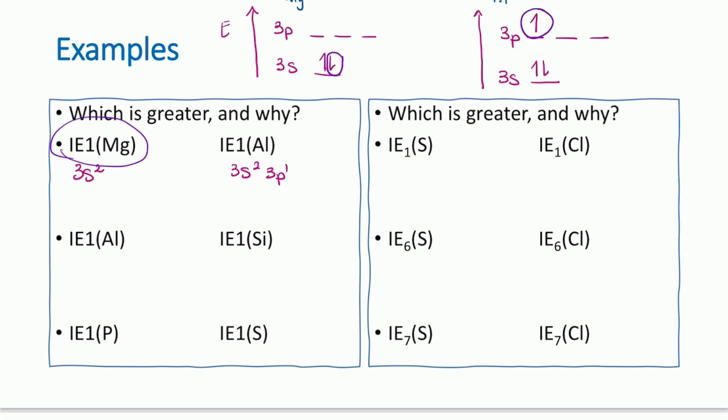This is one of those exceptions. This is group 2. This is group 13. This is higher in energy. It's easier to remove that high energy p electron that's hanging out all by itself than it is to remove a lower energy s electron that's also paired up in a full-filled s shell.